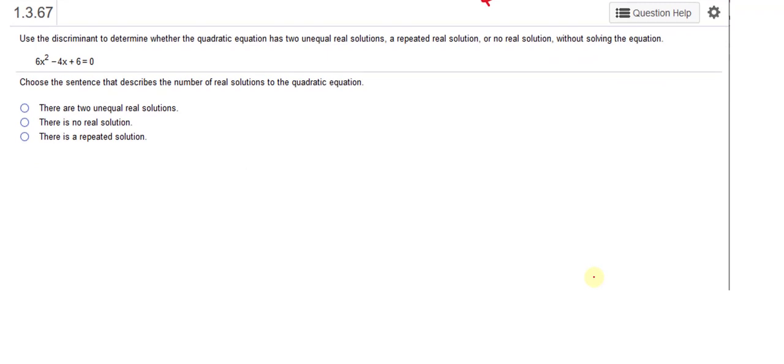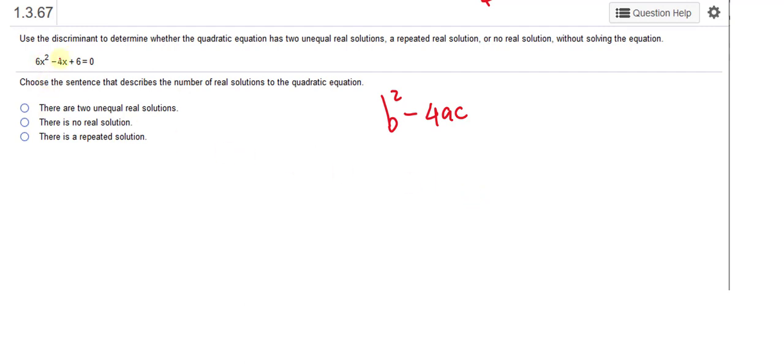Okay, and now we use the discriminant to determine whether the quadratic equation has two unequal real solutions, a repeated real solution, or no real solution, without solving the equation. So we know that the discriminant is the term b squared minus 4ac. This is the expression for the discriminant.